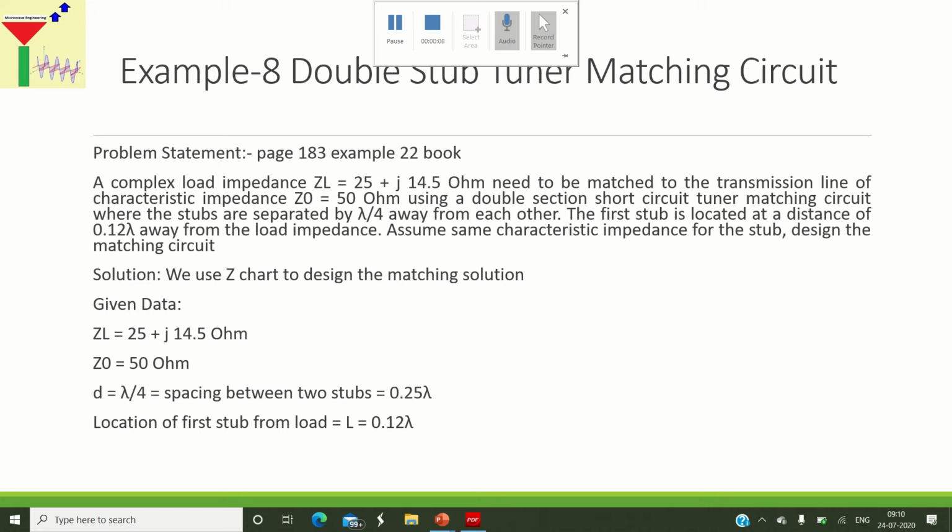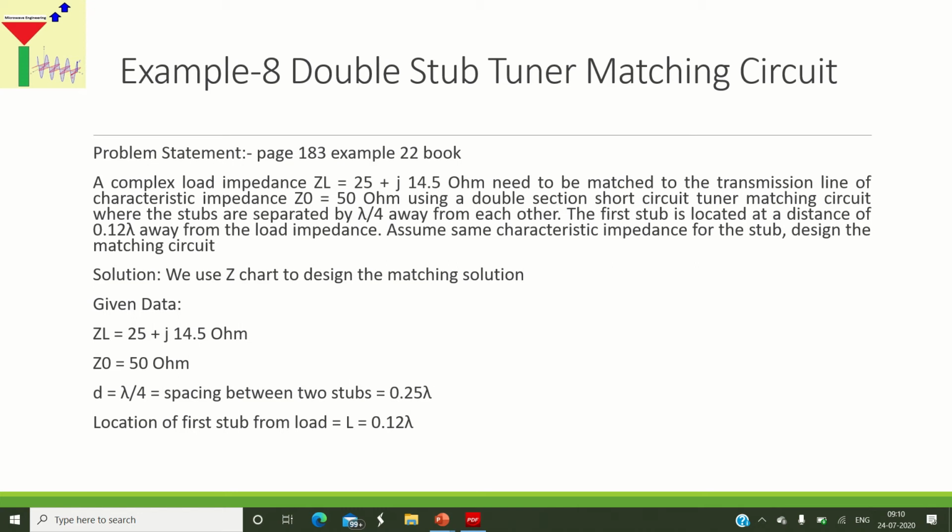So, in today's 17th video lecture tutorial, we are going to solve one more example on double stub matching circuit. As we know, in our previous example, we solved the first double stub tuner matching example, wherein the first stub we considered was located on the load itself. Okay, so we will go ahead and solve another example on double stub matching circuit.